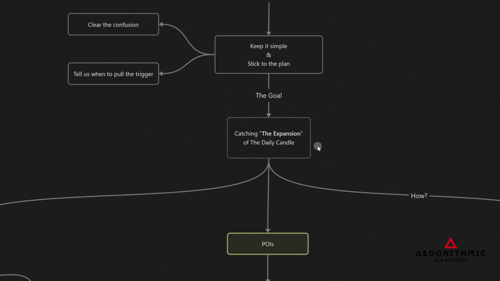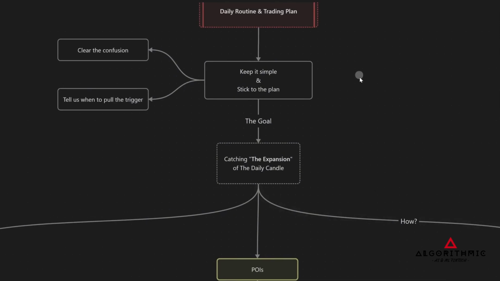And the main goal of the whole trading plan is to catch the expansion of the daily candle. So we understand that we have a big daily candle, and I'll be executing on the 15-minute time frame. That's why I need to be involved with the 4-hour and the daily candle. And I really want to catch the major part of the daily candle.